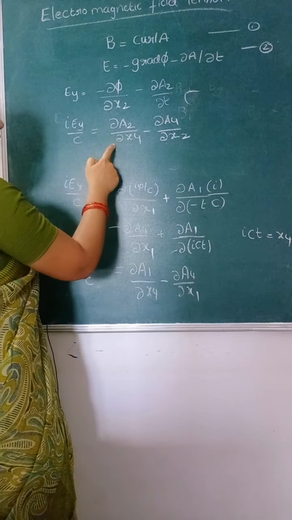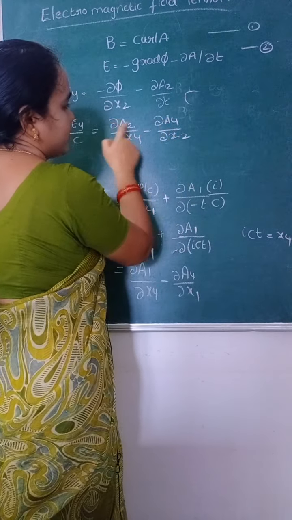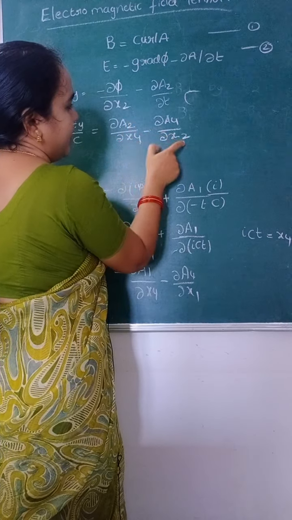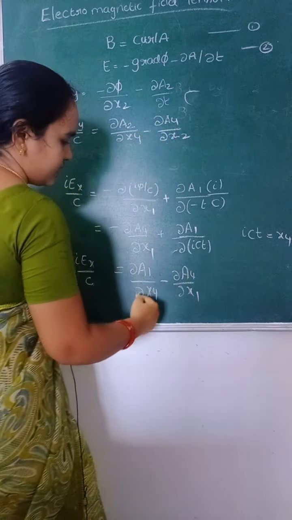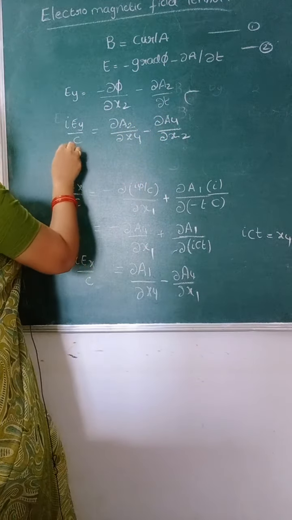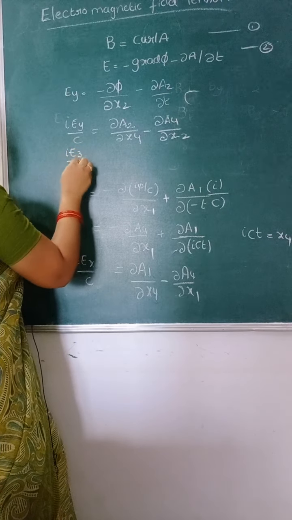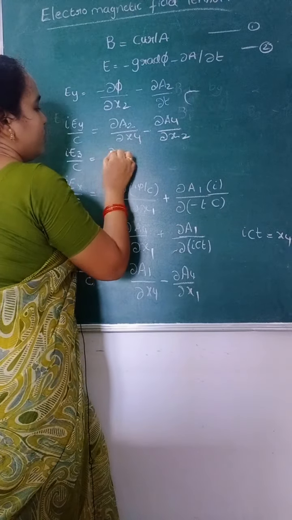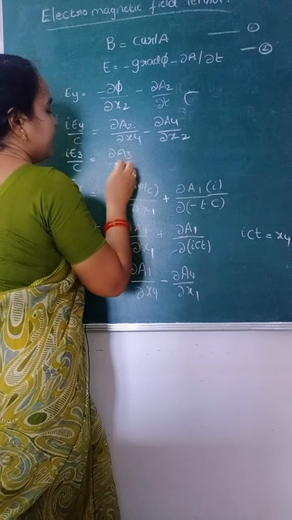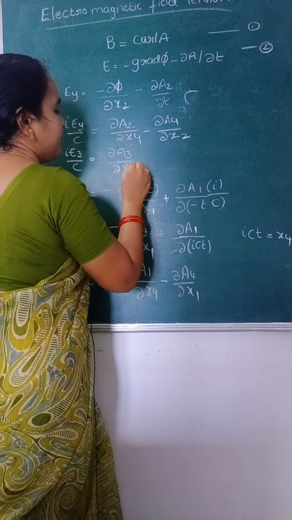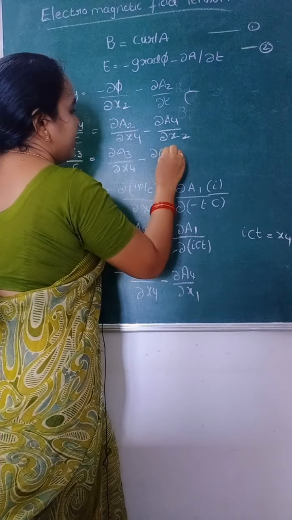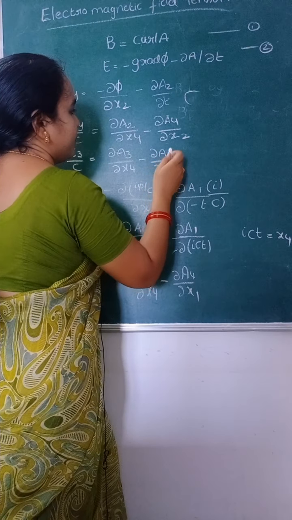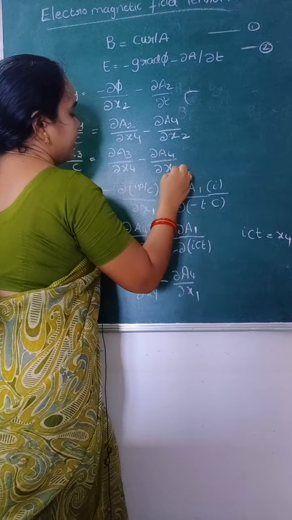Dou A2 by dou x4 minus dou A4 by dou x2. So here we got the same form, but the 4 remains constant. Similarly, what is i Ez by c? It is dou A3 by dou x4 minus dou A4 by dou x3.